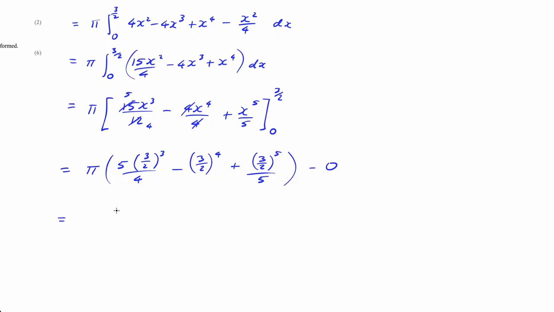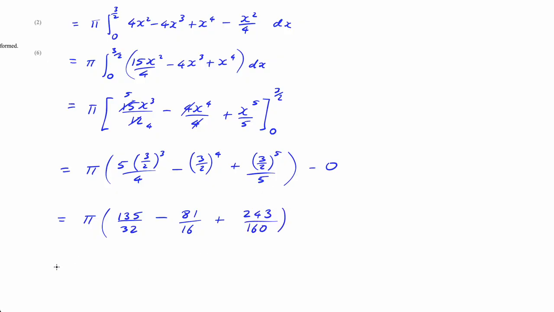This is equal to, alright, you can put that in your calculator, guys, if you want. I'm just going to do a little bit more. That's 3 cubed, 27. 27 times 5 is 135. That's 135 over 8 times 4, which is 32, minus, guys, yeah, just use your calculator, 81 over 16, plus 3 to the power of 5 is 243. So it's 243 over 32. 32 times 5 is 160.